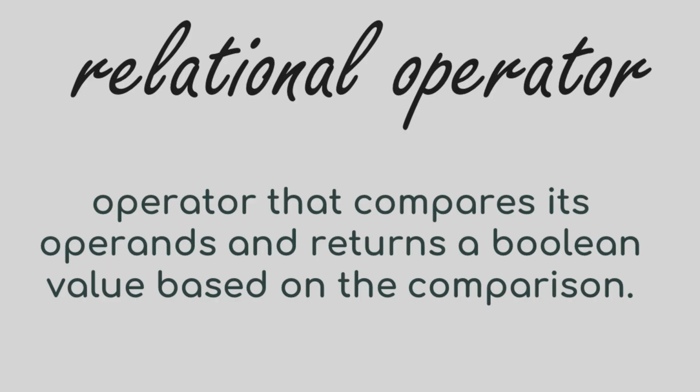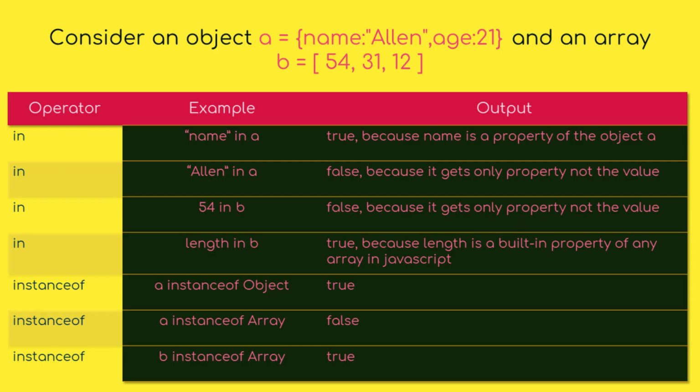Relational operators are operators that compare their operands and return a boolean value based on the comparison. in and instanceof are two different relational operators. The in operator will return true if a property is found in an object or an array. For example, if name is a property of an object A, then typing name in A will give you true. We also have the instanceof operator which will return either true or false based on whether the mentioned object is of the specified object type. For example, if we check if a variable A instanceof Object, then it will return true. Similarly, B instanceof Array will return true.